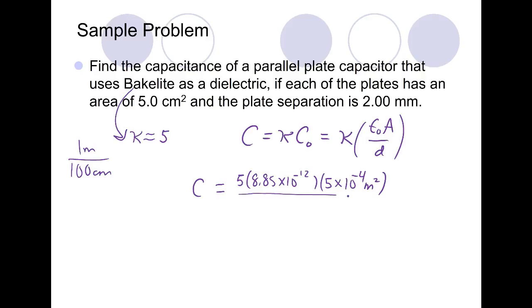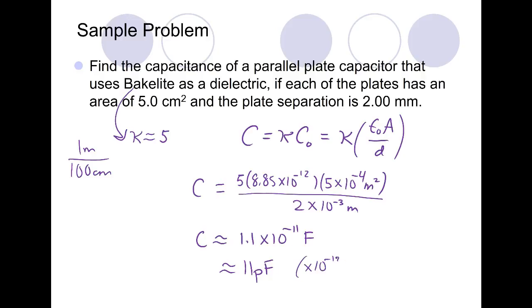Then we just divide that by the distance between them, which is 2 times 10 to the minus third meters, and we get a capacitance of about 1.1 times 10 to the negative 11th farads, which we can move over the decimal point 1 and call it 11 picofarads. Remember, that's times 10 to the negative 12.